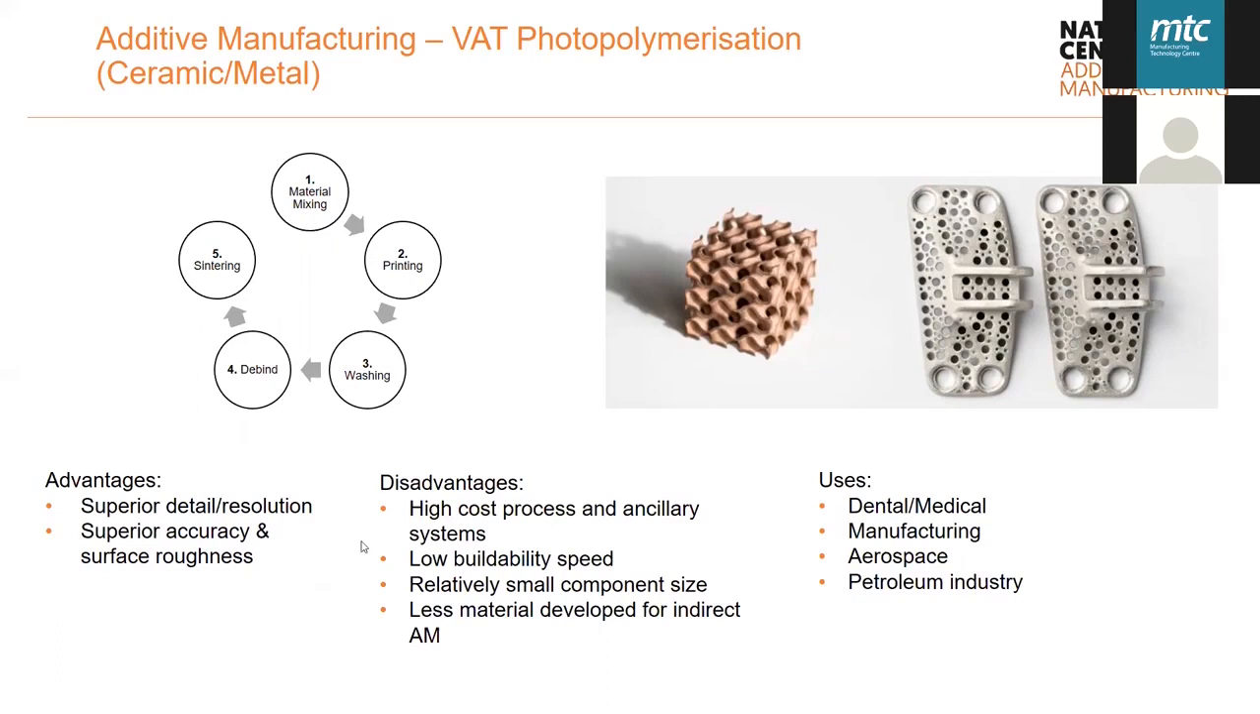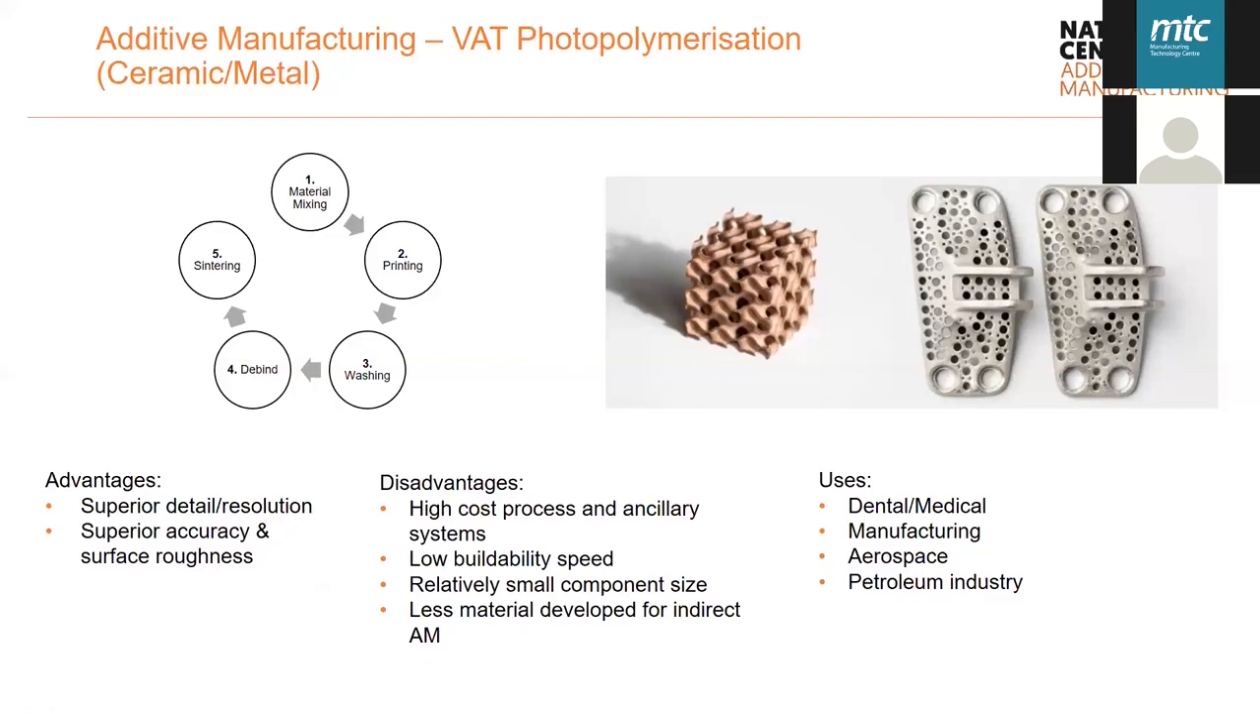Again, mirroring sort of what we've seen previously, the low build speeds of SLA or vat photopolymerization technologies is a disadvantage. And you tend to find relatively small component sizes, also less material developed for indirect additive manufacturing, with some of the reactive materials being quite difficult to sinter. Uses: high value manufacturing uses for high value components such as dental, medical, manufacturing, aerospace, and potentially in petroleum.